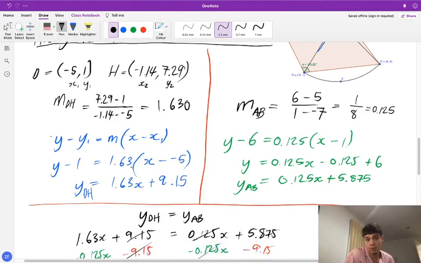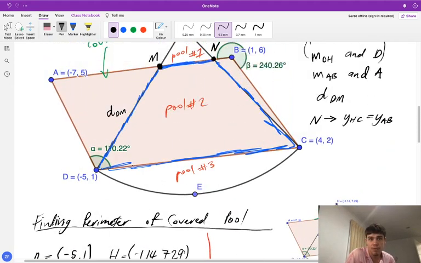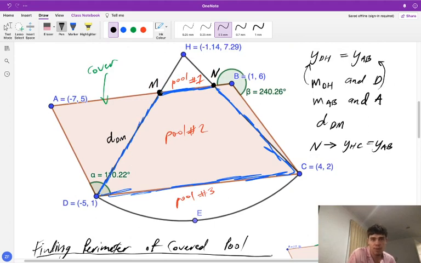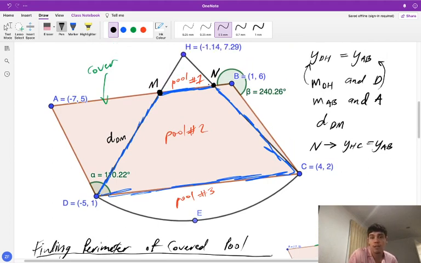Pretty much when we left, we'd worked out the intersection between YAB and YDH, so we could find this new point M that we defined. So we'd found M, and I realized that what we're going to be doing is exactly the same stuff to find N. To find N, we're going to find the equation of the line AB and the equation of the line HC, and then we're just going to set them equal to each other, and then we'll find the intersection, and that will be N.